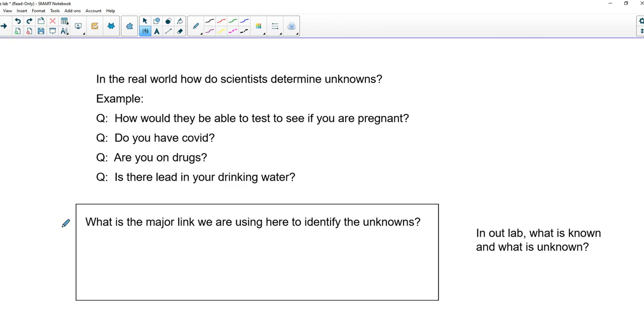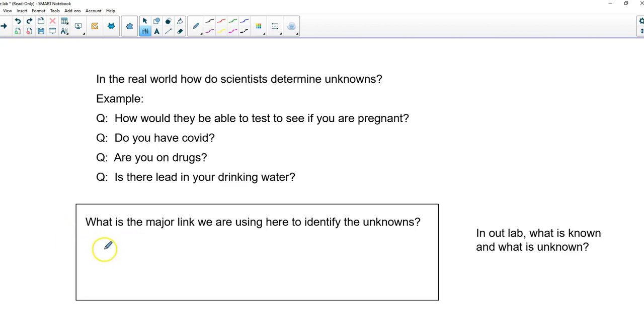So this is a major link that we're going to use to determine the identity or possible identity of some unknown. And this is something that has to be included in your lab write-up. This is a major link. Again, it's not necessarily the underlying chemistry. It's just a scientific comparison.